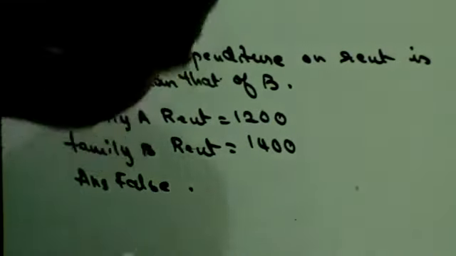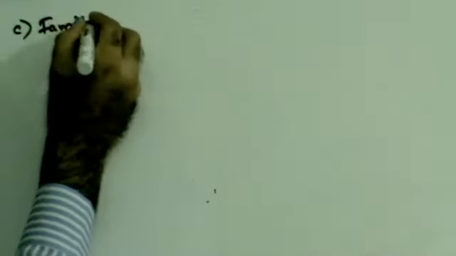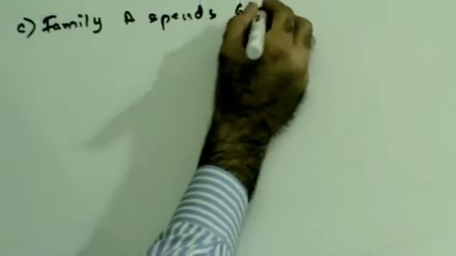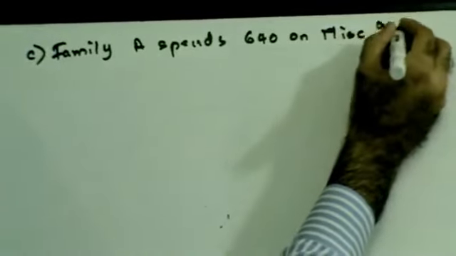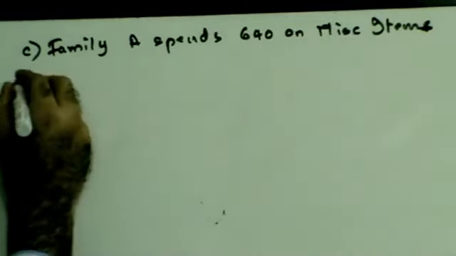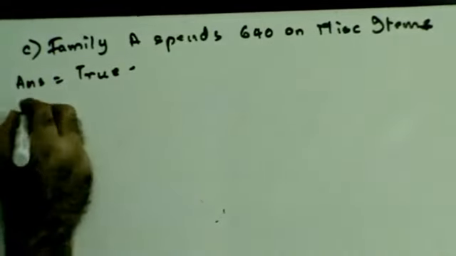Next, let's see another one, guys. They have given you that family A spends 640 on miscellaneous items. Right? Miscellaneous item of A is 640. We've already calculated this. Answer for this is going to be true.